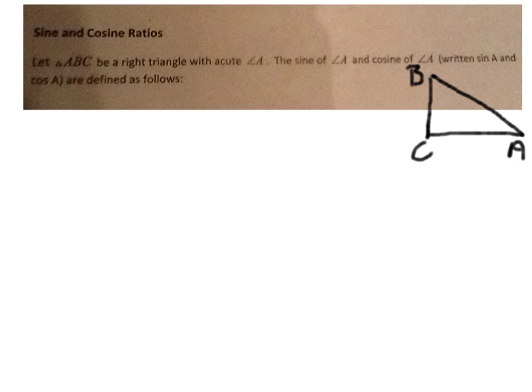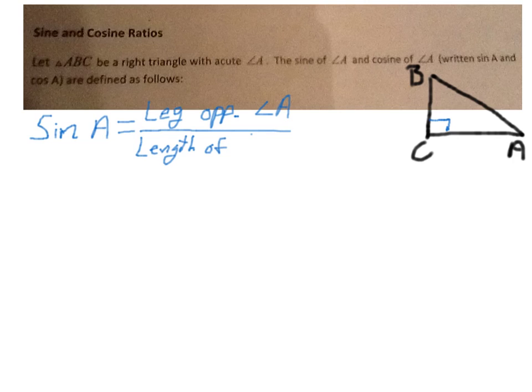So here I have a triangle ABC, and we want to make sure that we have a right triangle. Okay, so this is a right triangle ABC, and I want to first talk about the sine. Okay, so the sine, how about of angle A? The sine of angle A. The definition of sine, it's a ratio, remember. It's a ratio, so it's going to kind of look like a fraction, and it's the length of the leg opposite angle A divided by the length of the hypotenuse.